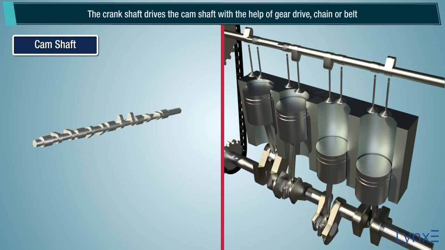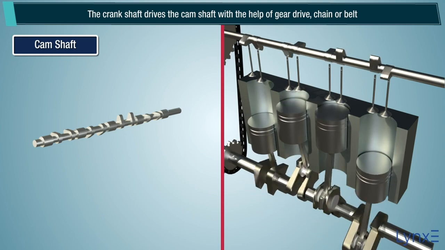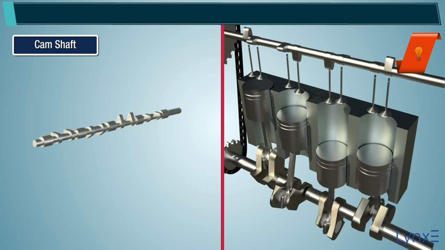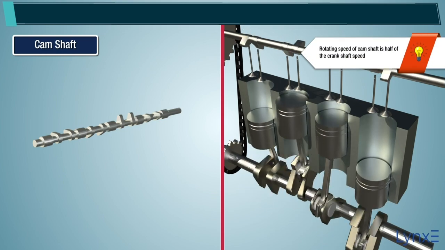The crankshaft drives the camshaft with the help of gear drive, chain, or belt. Note: rotating speed of camshaft is half of the crankshaft speed.